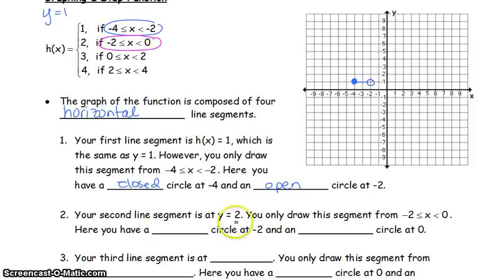Now we look at the second line segment. That's a horizontal line at y equals 2. You only draw this segment according to its boundaries from -2 to 0. Here you have a closed circle at -2 because it's less than or equal to, and then you're going to have an open circle at 0 because it's just a less than sign. So we've got a horizontal line at 2. Remember, the whole thing would be represented by that, but we only want the one little piece of it. Closed circle above -2, open circle above 0.